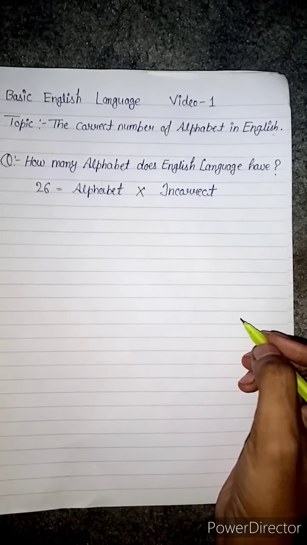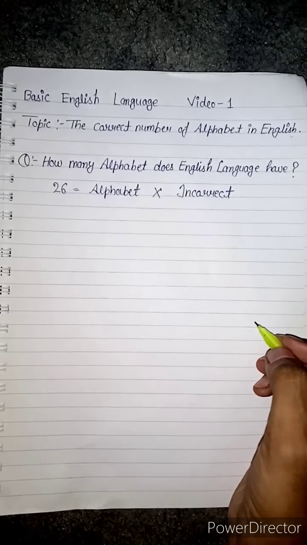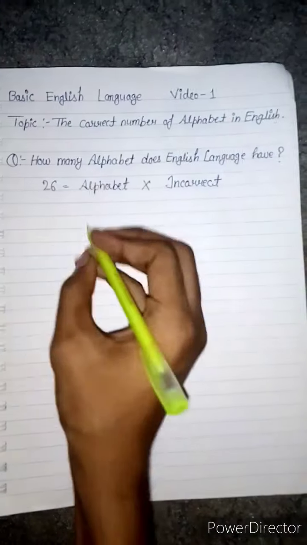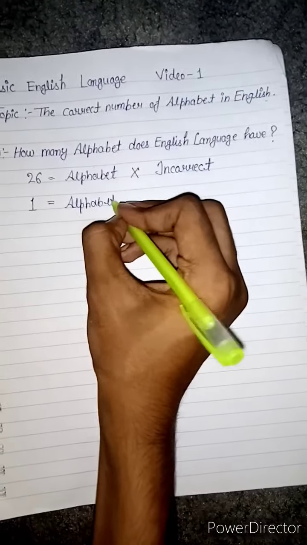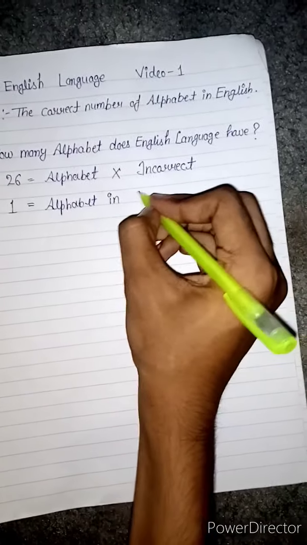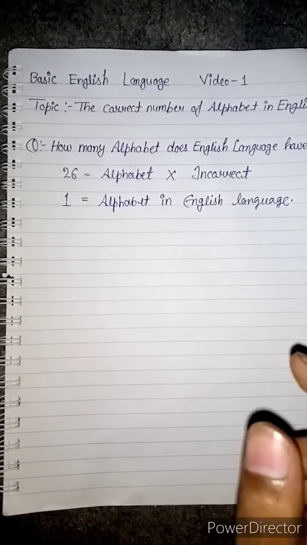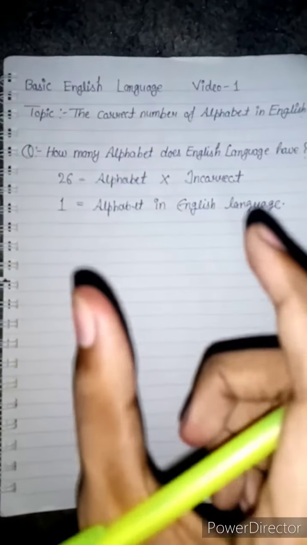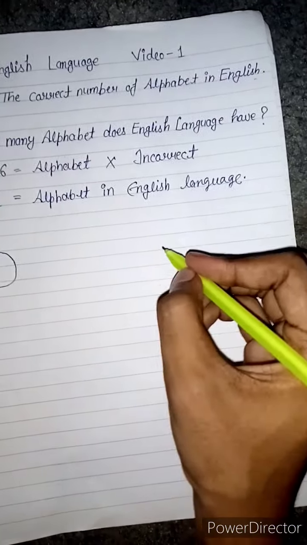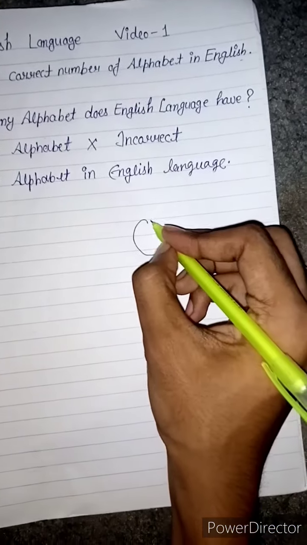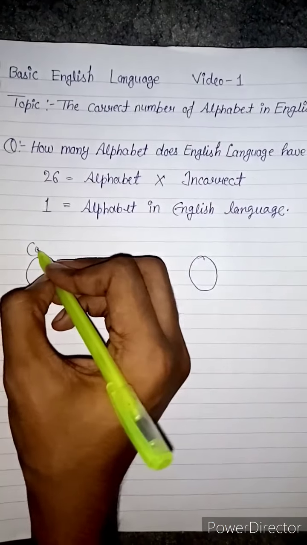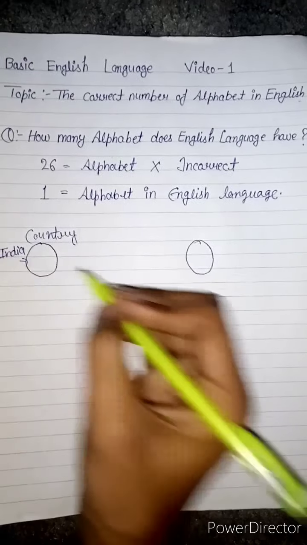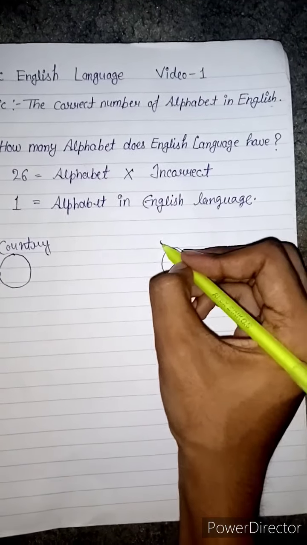So we don't have 26 alphabet, everybody. Always keep in mind, we have only one alphabet in English language. To make you understand this concept in a better way, I have something for you. Here I'm going to compare alphabet with a country. I'm going to pick any country, I'm going to pick India. This is India and this is our alphabet.